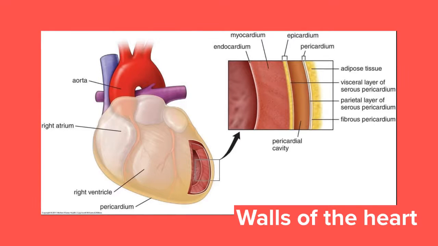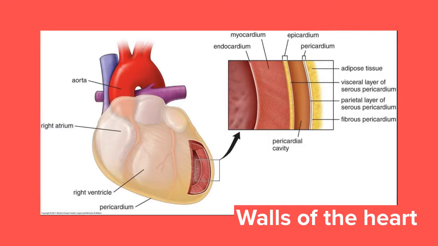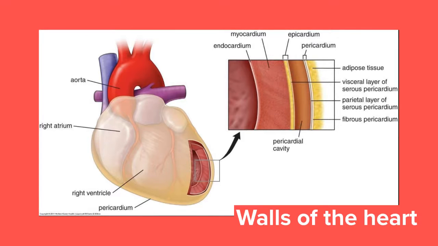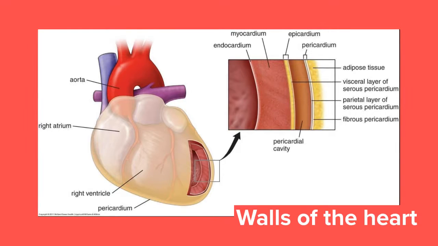The next one is myocardium. Myocardium is the middle layer. This middle layer is composed of specialized cardiac muscle tissue, which is only found in the heart. We cannot see it in any other part of the body. The next one is endocardium. Endocardium is the inner layer. See, there are 3 layers: pericardium, myocardium and the endocardium.